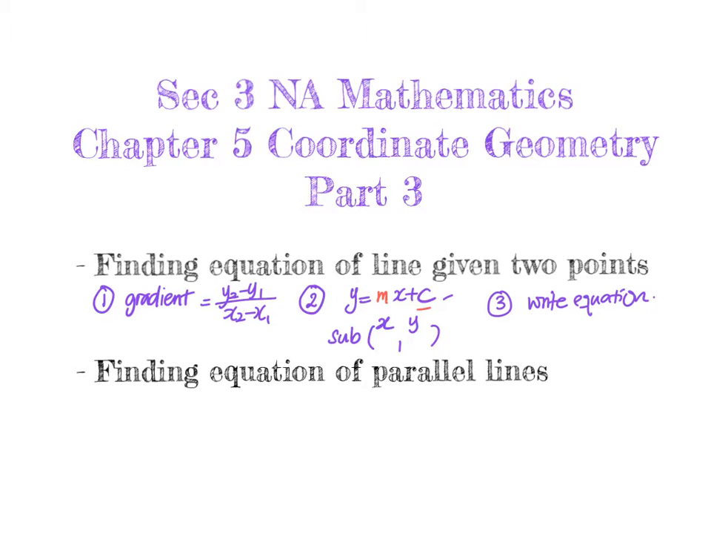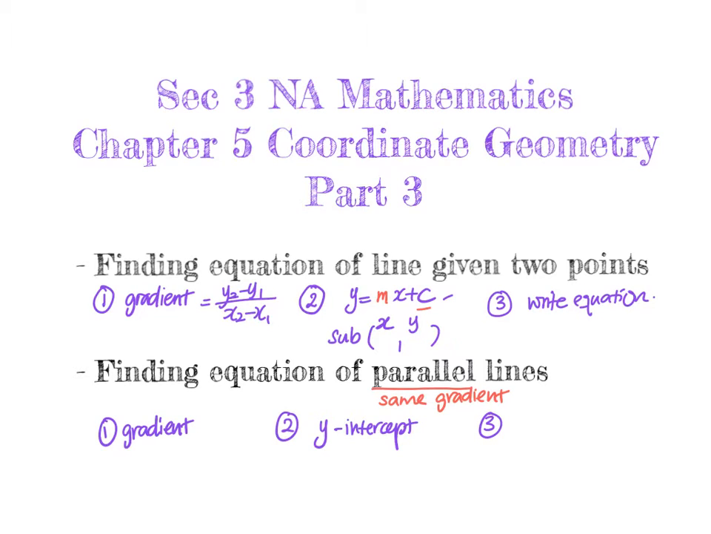Now, let us recall a little bit how we find equations of parallel lines. When we have parallel lines, what do they share? They have the same gradient. So parallel lines have the same gradient. So if I need to know the equation for the second line from the very first line, what I need to do, number 1, is to find the gradient first. That is given to you through the first line. And then you do the same thing, you find the y-intercept. Then finally, you write the equation.